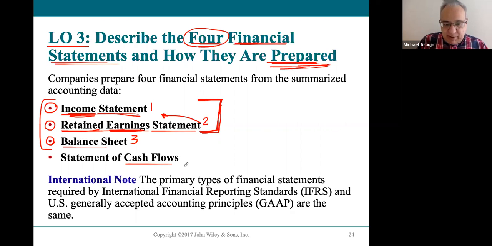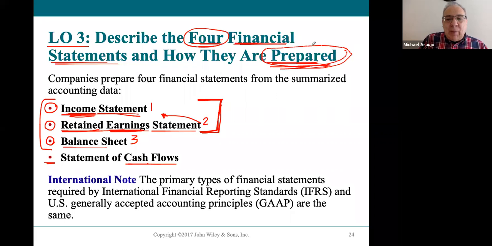This also measures a period of time. So that's basically this particular statement we'll be dealing with again much later, but it focuses on what's happening with cash.